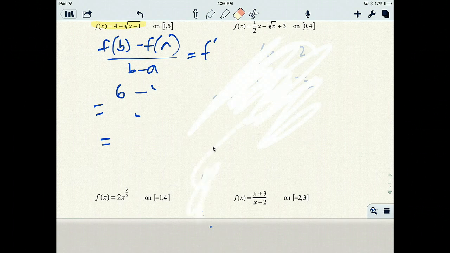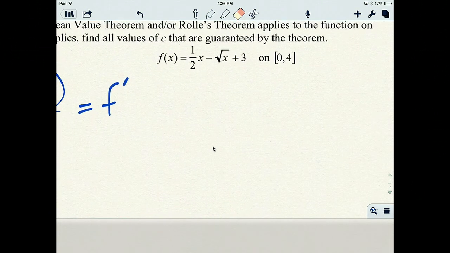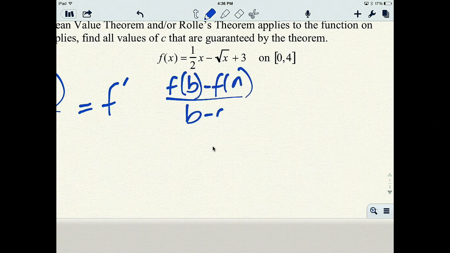I have a function, and I have an interval. First of all, let me see if it meets the criteria. If I plug in 0 or plug in 4, I will get a regular function. And yes, this is differentiable. I can take the derivative of this. So I'll write down my formula again: f of b minus f of a over b minus a, which is exactly just the slope formula, equals the derivative at some point, at some number c.